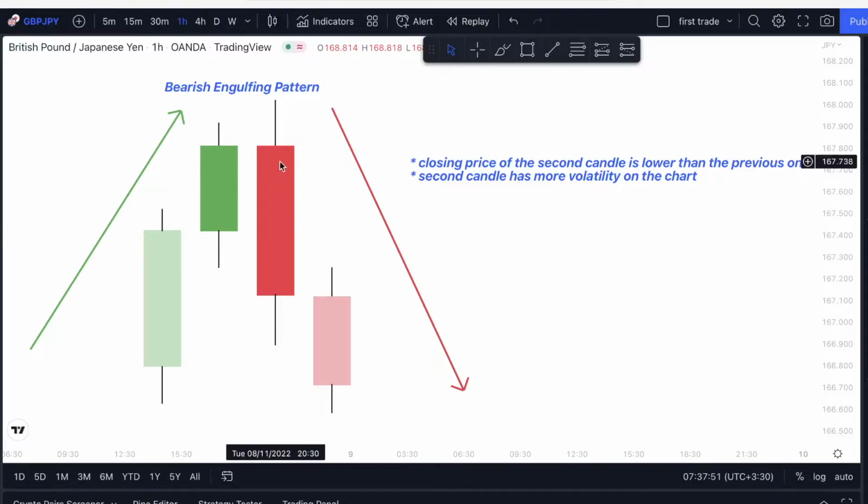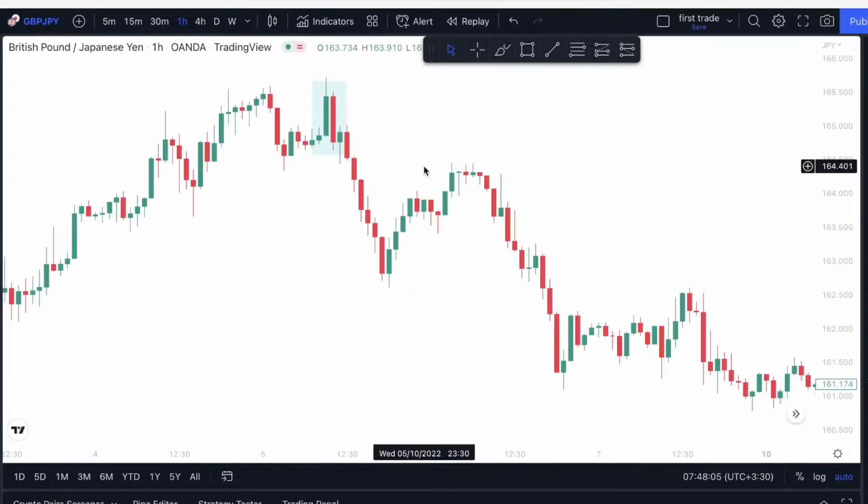So when the second candle closes, we can open a short position somewhere here, maybe here or here, with a stop loss at this level. It should be a good short position with a logical stop loss.